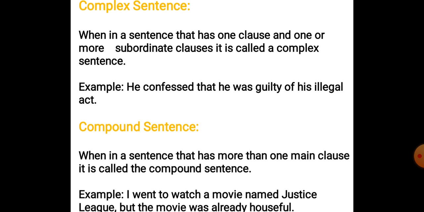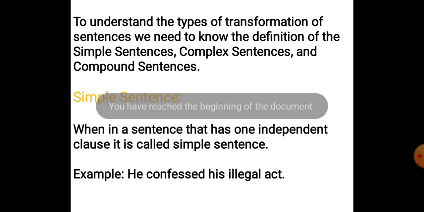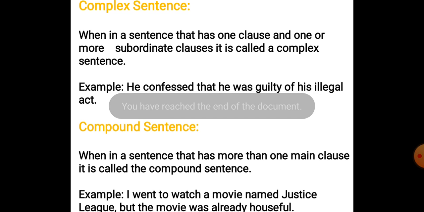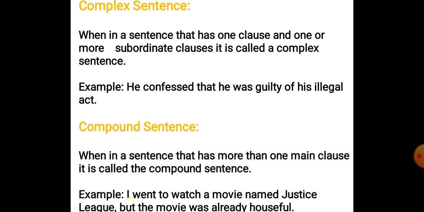He went to watch a movie named Justice League, but the movie was already houseful. Now here you can see there are two main clauses. I went to watch the movie named Justice League, this is one main clause. The movie was already houseful, this is another main clause. These two clauses are joined by but, and but is a coordinating conjunction. So such a type of sentence is known as a compound sentence.